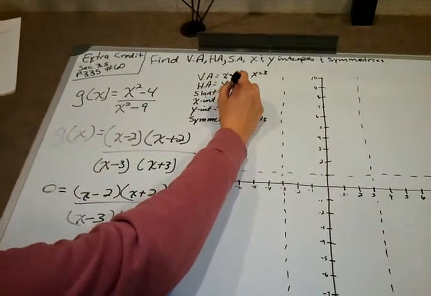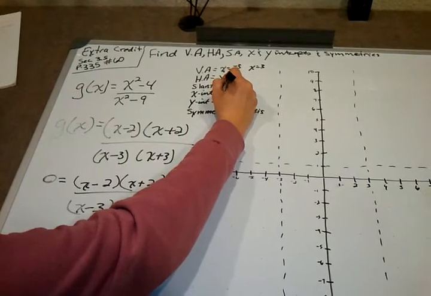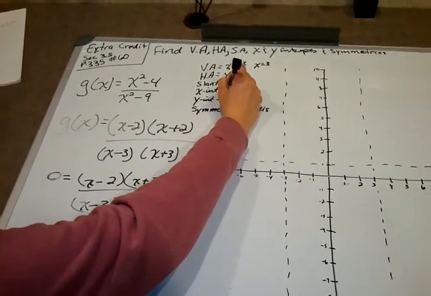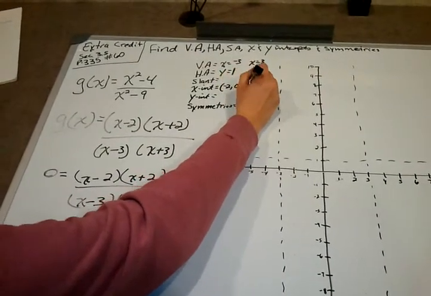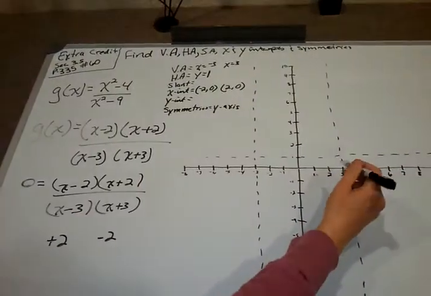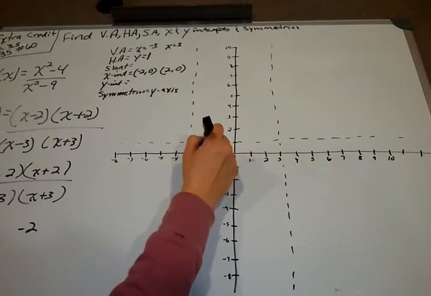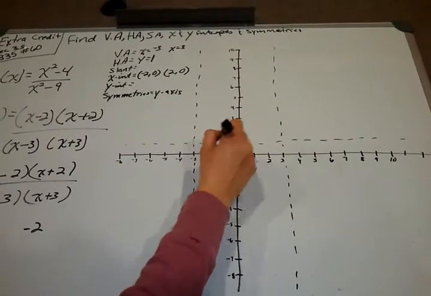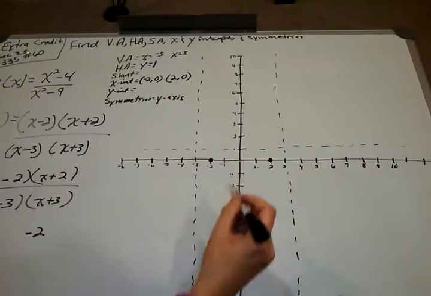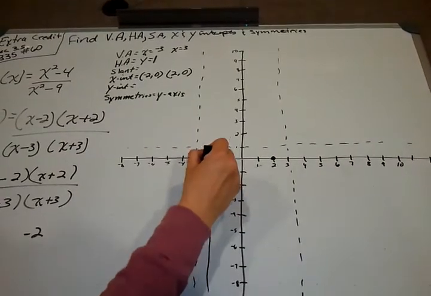So that's our x-intercepts. Negative 2, 0, and positive 2, 0. We go over negative 2, up 0, negative 2, down 0. So this is going to look like this.